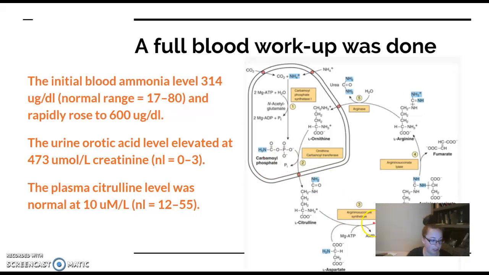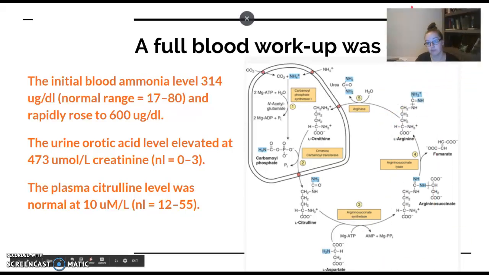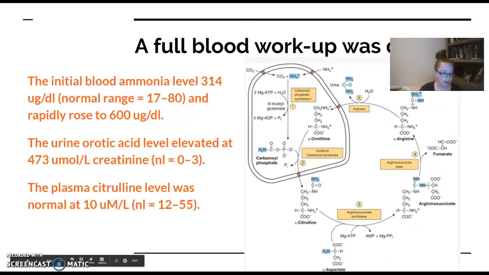Also, if we look downstream here, let me move my picture out of the way. So here we can assume that argininosuccinate synthetase and argininosuccinate lyase are working correctly because this citrulline is not elevated. If there was a problem in one of these two enzymes, you would have this big accumulation of citrulline because it can't be processed any further downstream. So that can rule out both of these right here.